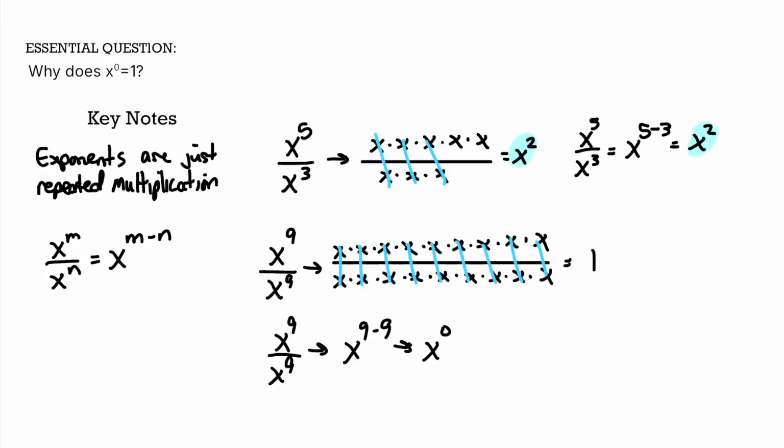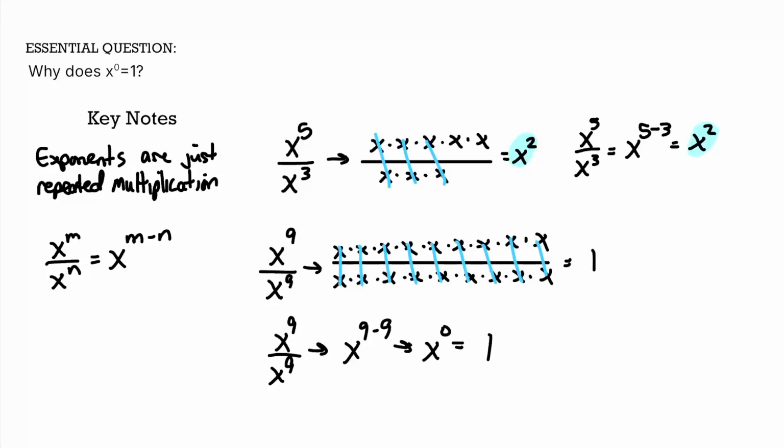And so if we look at these two together, we divided anything by itself, and we get 1. We write out all 9 of our x's being multiplied, and we divide it by the same thing. All of those x's cancel out. We get 1. And if we use our rule for dividing, we subtract our exponents. 9 minus 9 is 0. And so that is where anything to the 0 power becomes 1.